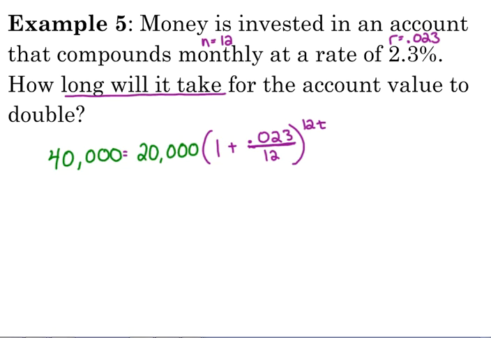What's going to be the first step in solving this equation? Divide by 20,000, and what are we going to get? 2. It doesn't matter what you start with. If it doubles, this is always what's going to happen. You're going to end up with 1 plus the rate over n to the nt equal to 2. So you don't have to know how much you start with, because if it's doubling, it's always going to be this number right here. All right, so our exponential is by itself.